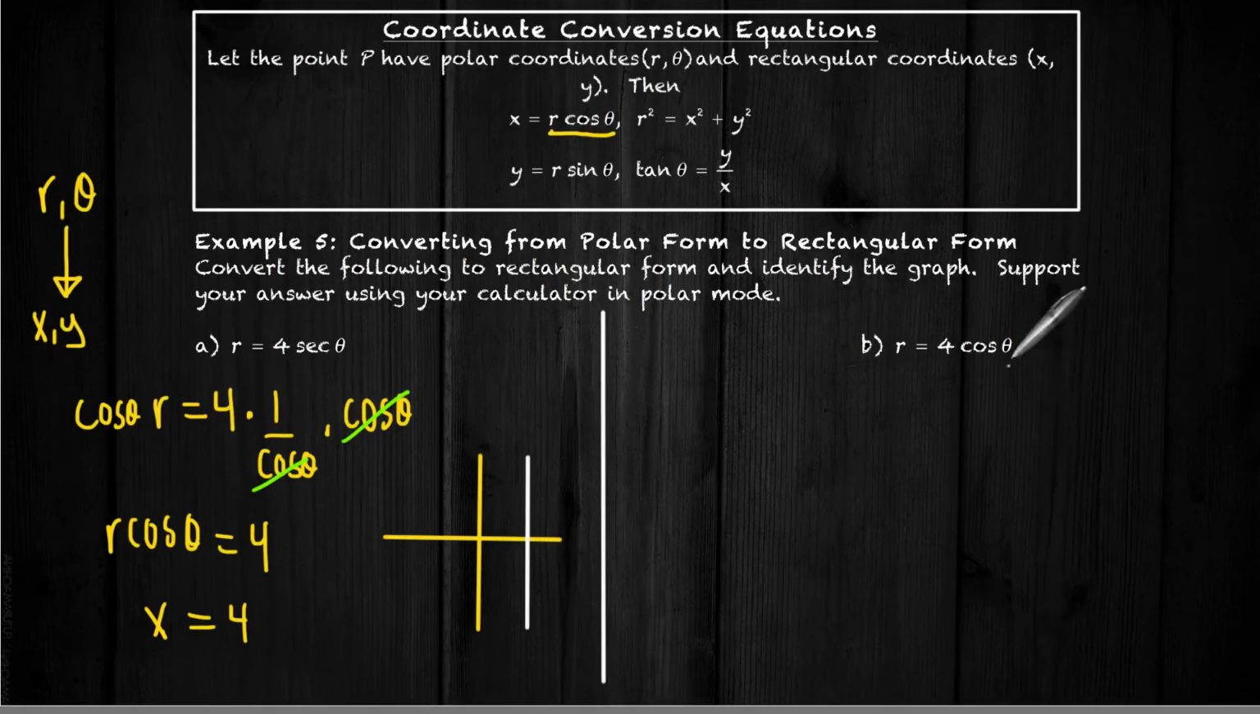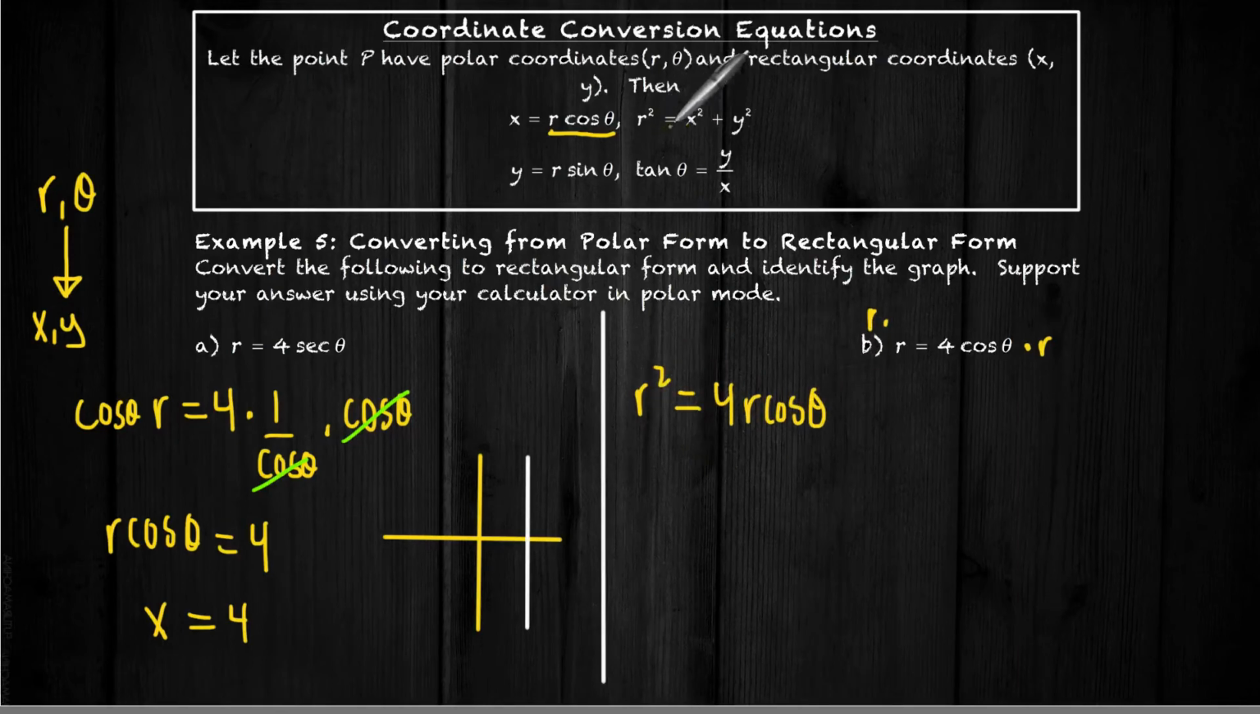Okay, so now we need to go to this next example here. And it says r equals 4 cosine of theta. Now the method you want to do here is a little tricky. What you want to do is you actually want to multiply both sides by r. So let's go ahead and do that. So we multiply by r here and multiply by r there. So we end up getting r squared equals 4r cosine of theta.